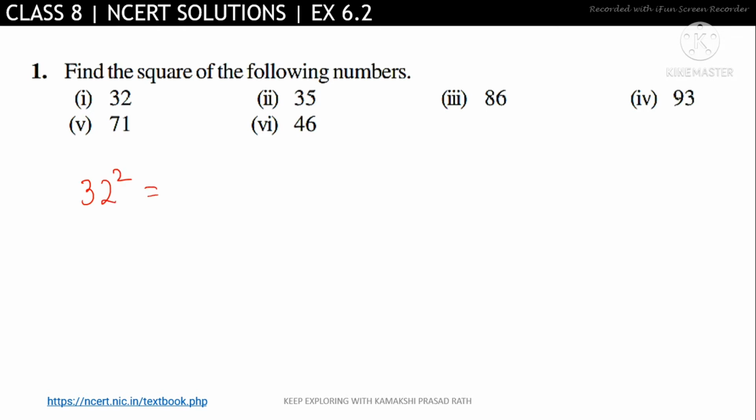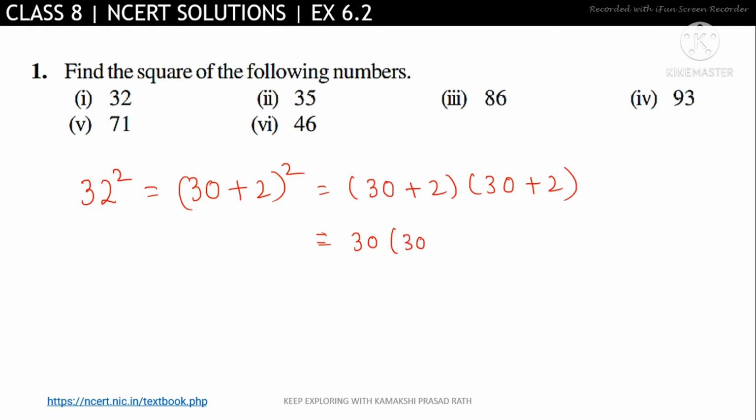Now 32 squared, I can write 32 as 30 plus 2, whole squared. So 30 plus 2 whole squared is nothing but 30 plus 2 into 30 plus 2. So 30 plus 2 is multiplied 2 times. Here we will use the distributive property, that means each and every term must be multiplied with each other. That is, first 30 should be multiplied with 30 plus 2. Again 2 should also be multiplied with 30 plus 2. So 30 is multiplied with these 2 terms, and 2 is also multiplied with these 2 terms.